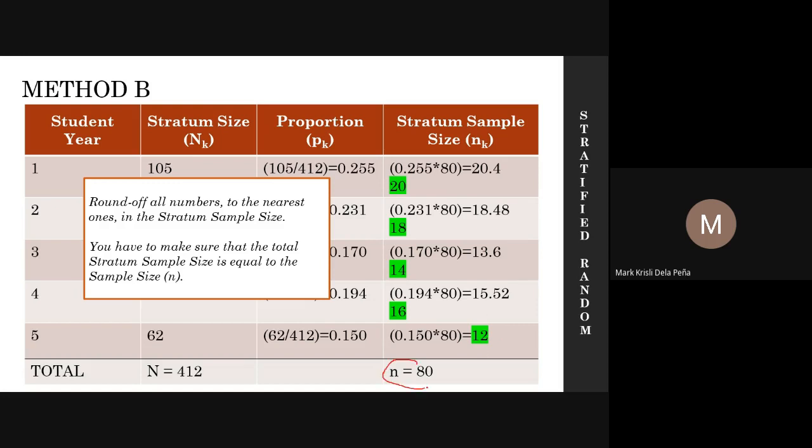However, if it goes beyond 80, say we get 79 after rounding, or 81, then we have to adjust. Now, which of these strata will be adjusted? If the result here is 79, then you can adjust this one. Now 18.48, adjust it to 19. So that's an example, if it's not exactly equal to the sample size n. So that is method B. I hope you understand methods A and B for stratified random sampling.